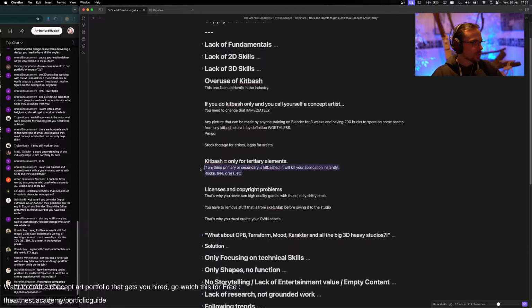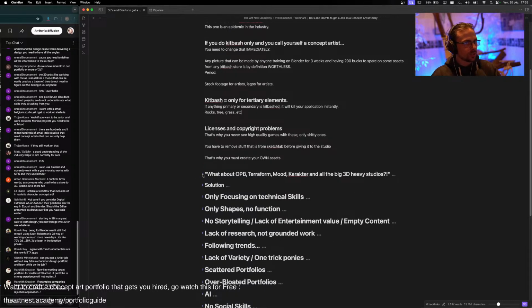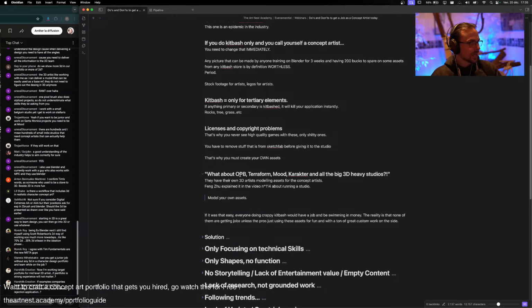But of course, nobody is expecting you to model rocks or trees or grass. But again, if a tree or a rock is your main asset, please make it by yourself. And I already imagine some people in the chat being like, what about One Pixel Brush, Terraform, Mood Character, and all the big 3D heavy studios? The little dirty secret is that in every single one of those studios, they have a crap ton of 3D artists modeling assets for the concept artists to kitbash. And Feng Zhu is explaining that flawlessly in his latest video, the 114, about running a studio.